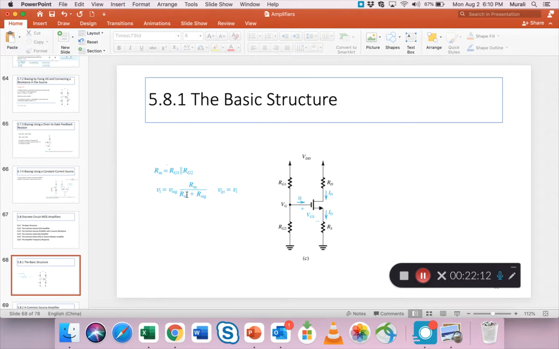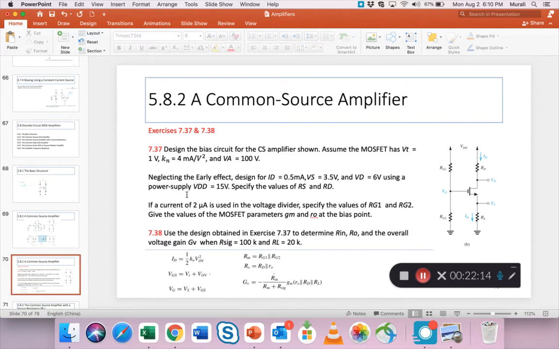Let's move on and find exercises 737 and 38 related to a CS amplifier. So this will be a complicated design exercise. First, 737, we just have to find these values of the resistors.